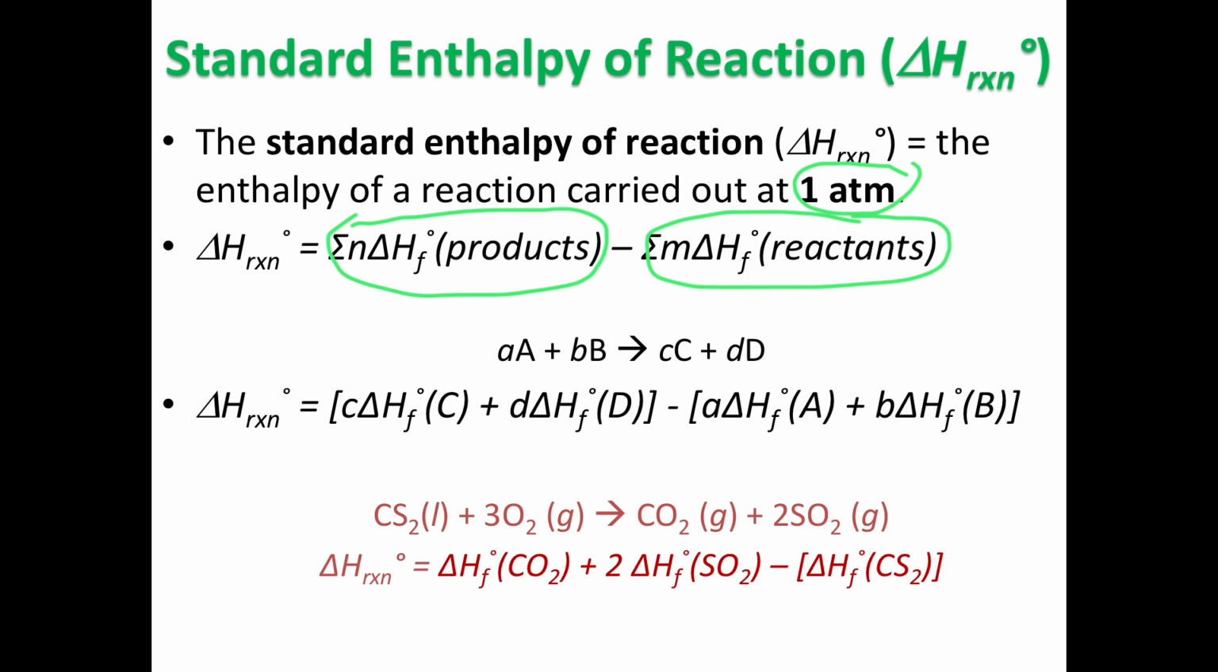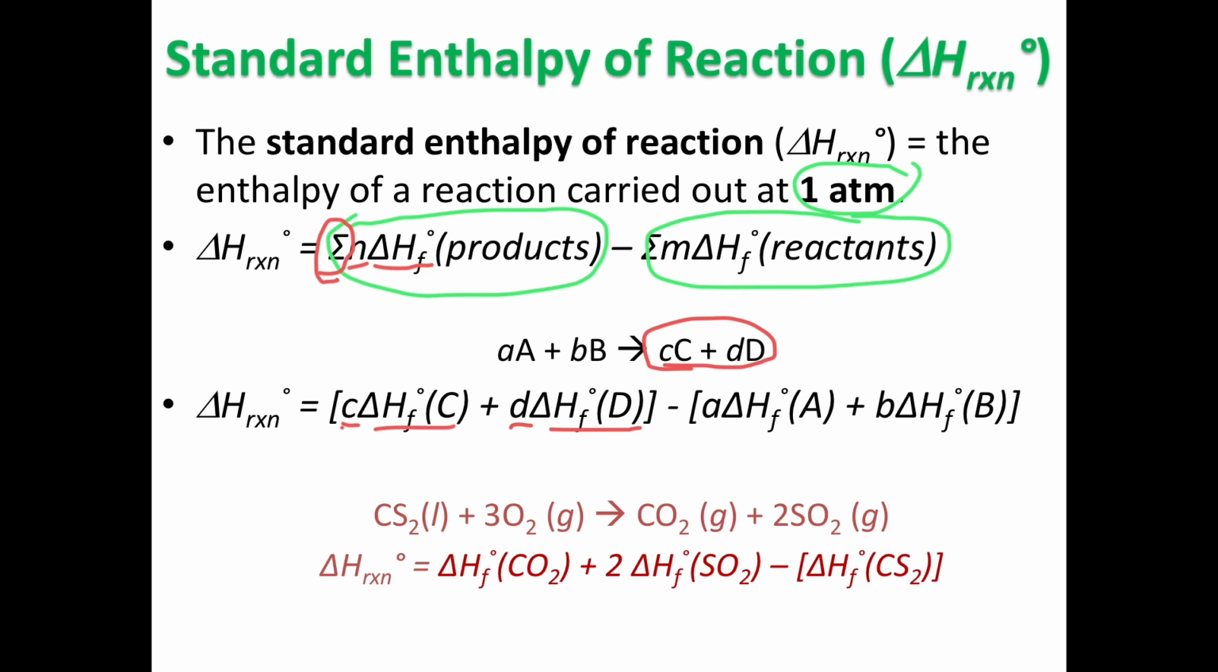This first term is the sum of the enthalpy of formation of each of the individual products times their stoichiometric coefficient. As shown below in this reaction, the products are C and D, so the sum of the enthalpy of the products would be the stoichiometric coefficient c times the heat of formation of C plus the stoichiometric coefficient of d times the heat of formation of D.